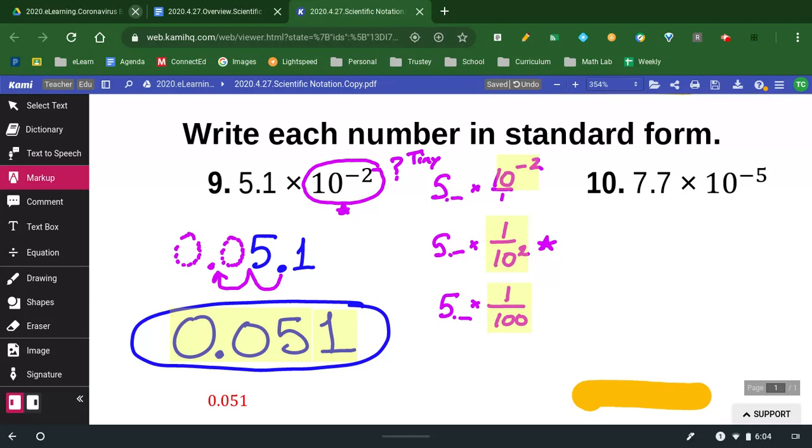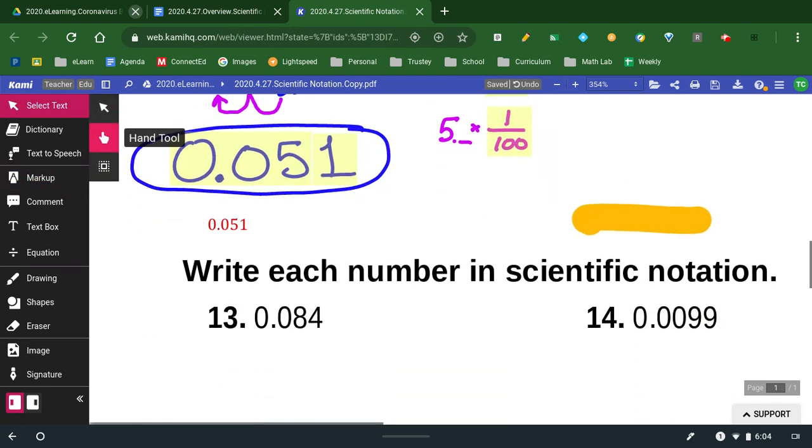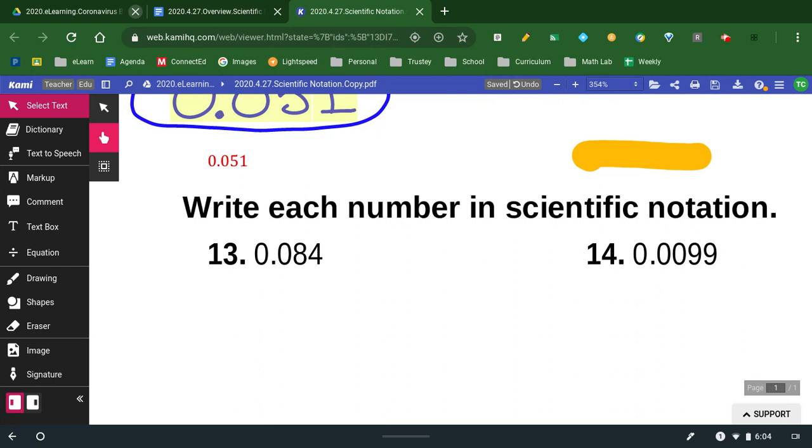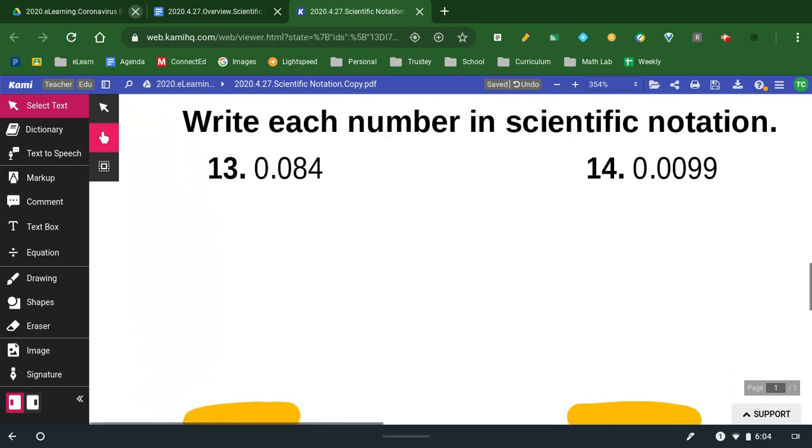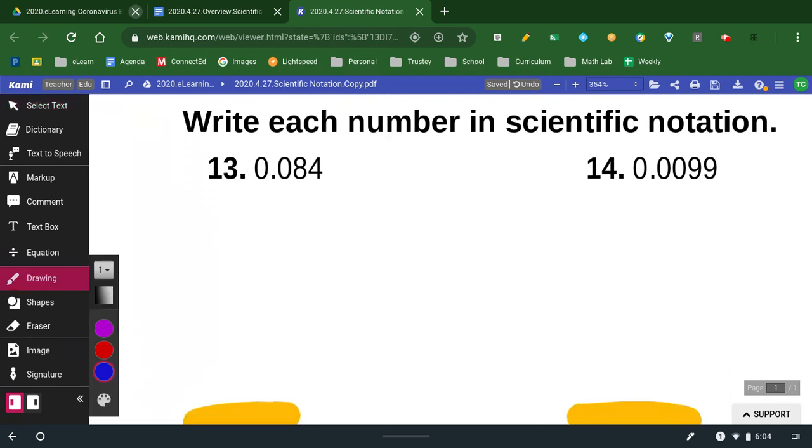So again, we're cranking it up a notch with 8th grade, rewriting a number that was in scientific form in standard form. Now we're going to go the opposite direction, and we're going to rewrite something that's in standard form. We're going to write it in scientific notation. First thing I ask myself, is this number huge or tiny? And in this case, it is tiny.